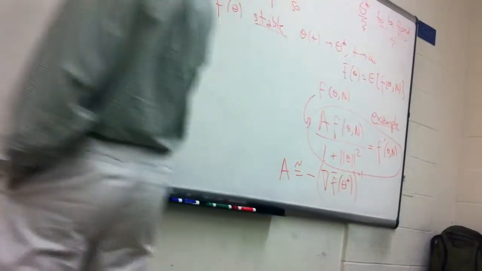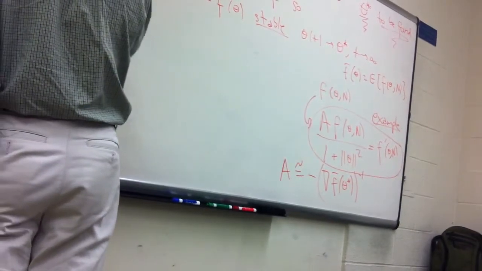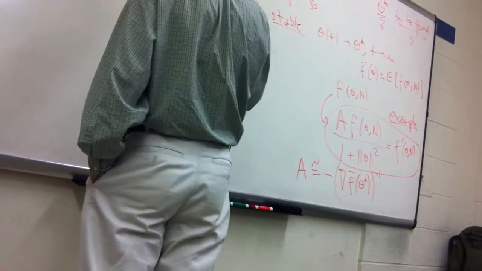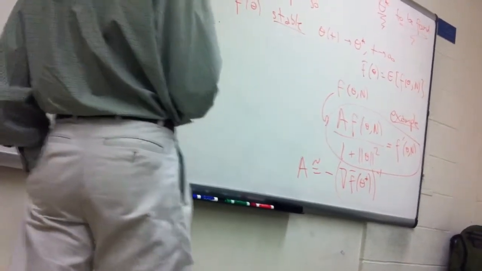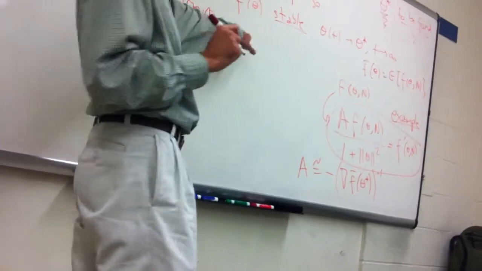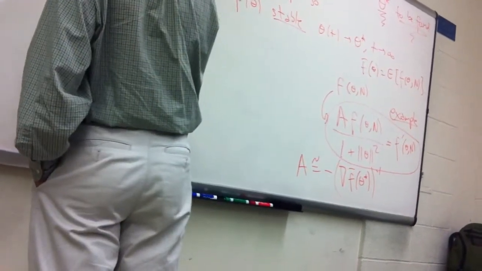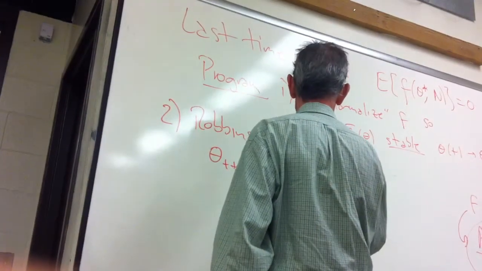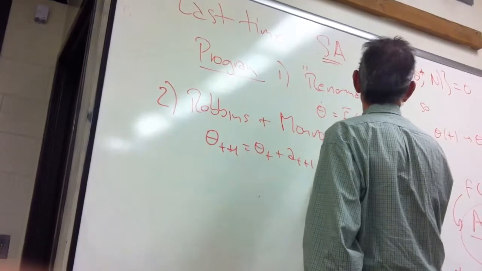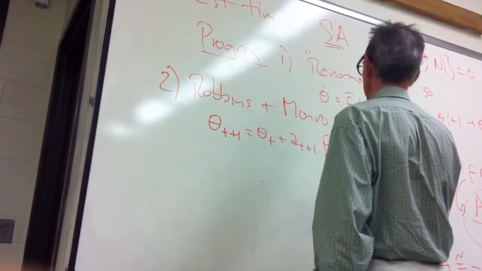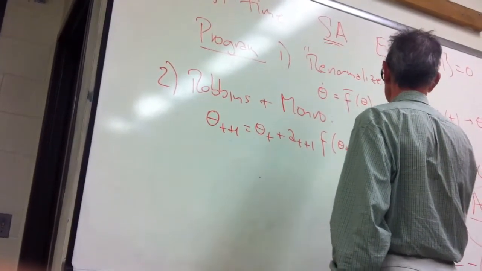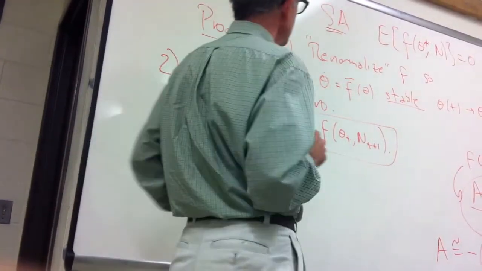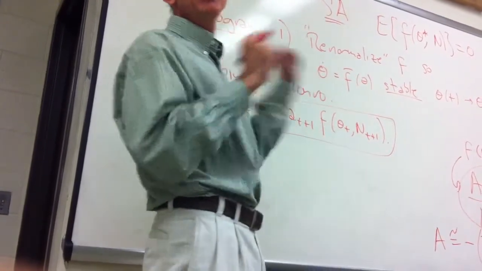And then step two is Robbins-Monro. The basic stochastic approximation is to replace a differential equation by a difference equation. This is something you can't implement. This is something you can.